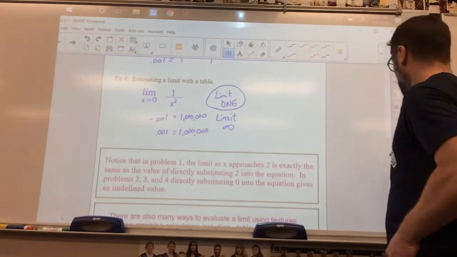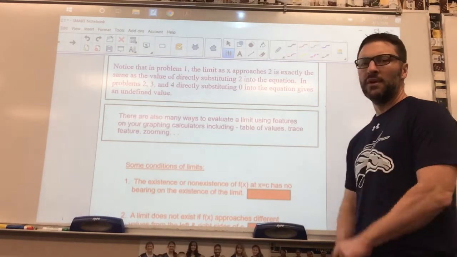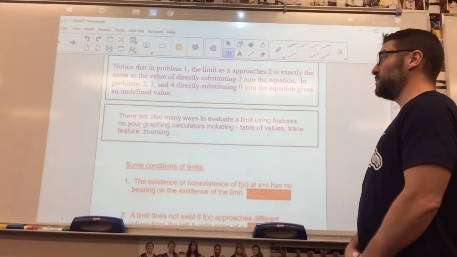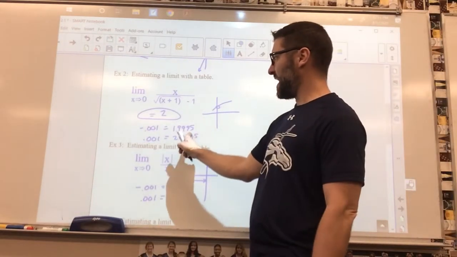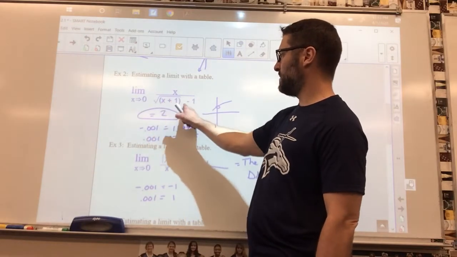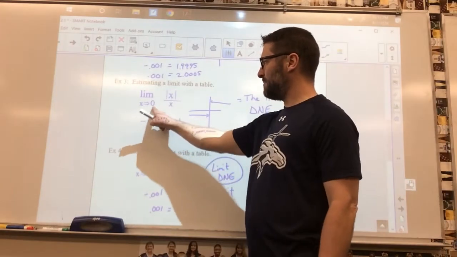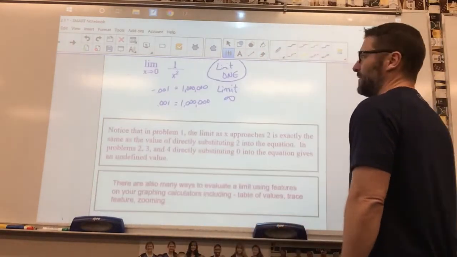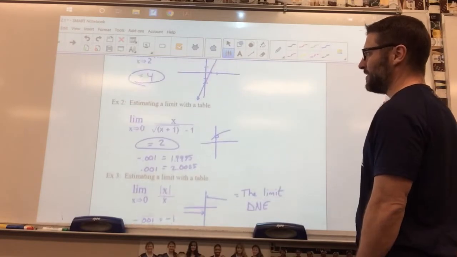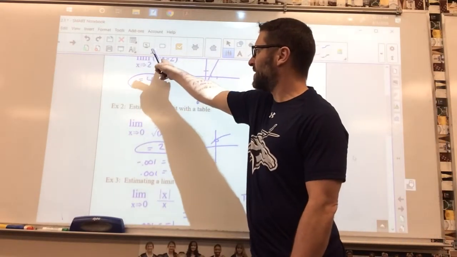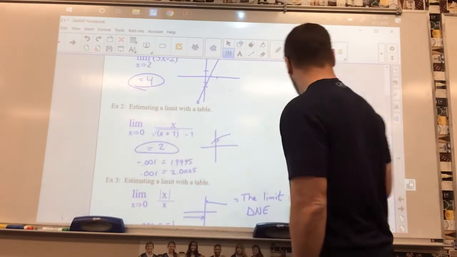So you might notice that in problem 1, the limit as x approaches 2 is exactly the same as the value of directly substituting 2 into the equation. In 2, 3, and 4, if I try to plug a 0 straight in, it blows up. If I plug a 0 in there, I have the square root of 1, which is 1, minus 1 is 0. I get 0 on the bottom of the fraction. I can't do it. If I plug a 0 in here, I get 0 on the bottom of the fraction. It blows up. And if I plug a 0 in here, I get 0 on the bottom of the fraction, and I can't do it. That does not mean the limit does not exist. This one I could directly substitute in and get a 4. This one I could directly substitute in. It didn't work, so I went to a graph, and I got 2.